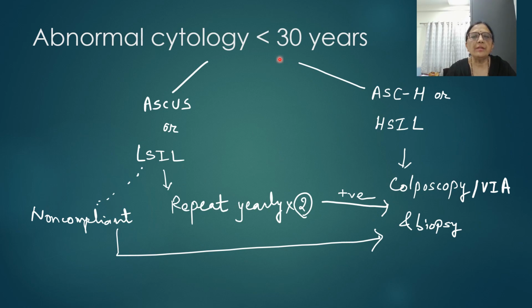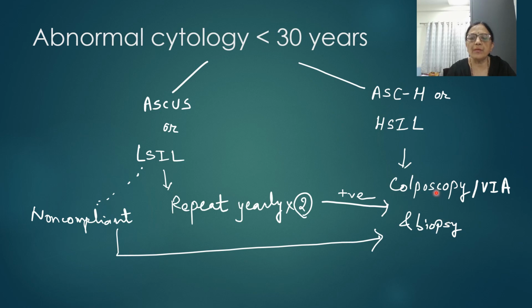If the patient is less than 30 years and there is an abnormal cytology report, then again for HSIL, colposcopy, or VIA if colposcopy is not available, and directed biopsy. Whereas for ASCUS and LSIL, we can repeat the cytology on a yearly basis, and repeat it for 2 more years, and if all the reports are showing abnormality, then only go for colposcopy or VIA directed biopsy. But if again the patient is non-compliant, we can go directly for colposcopy directed biopsy or VIA directed biopsy.